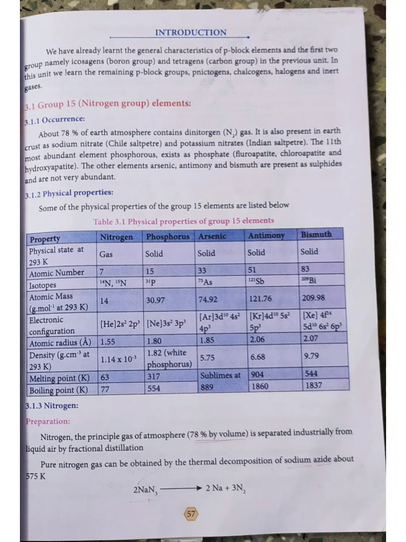Pure nitrogen gas is obtained by the thermal decomposition of sodium azide. Already we have discussed this in organic nitrogen compounds. Azide means N3. Sodium azide, NaN3, undergoes thermal decomposition at 575 Kelvin. What will it give as the product? Sodium and nitrogen.